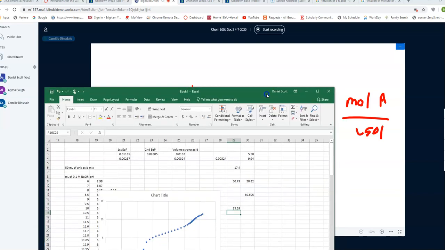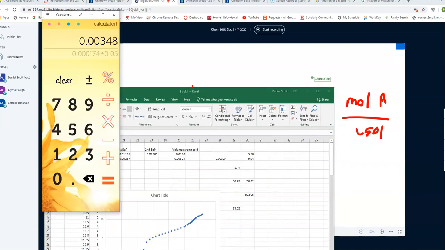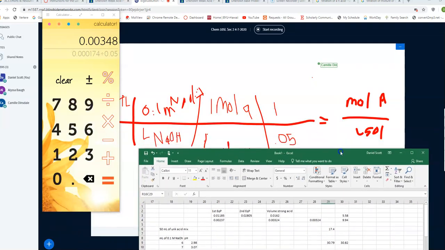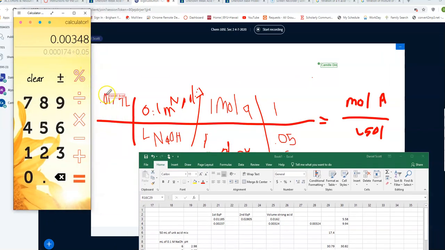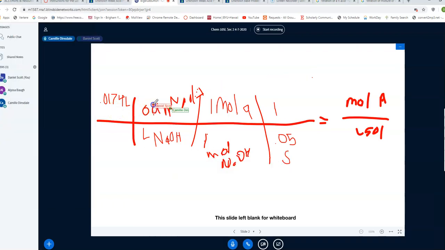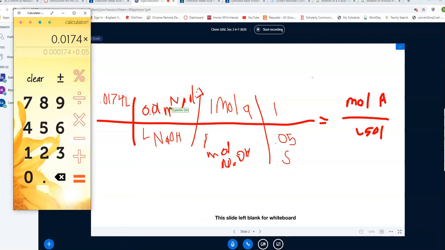0.0348, I think. That's what I got. Yeah, 0.00348. Is that what you got? I just got 0.0348, but really? I could be doing 0.0174 times 0.01. Oh, this is not 0.1, this is 0.01. Okay, that's what I'll fix. 0.00348. Okay.